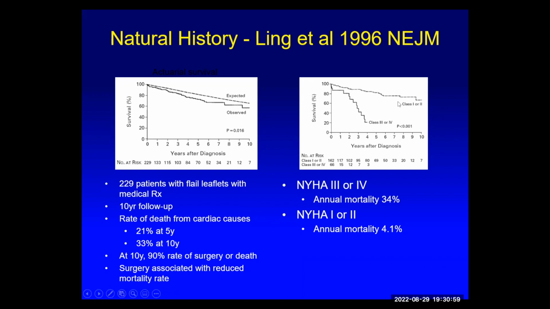When you break them down to people that are symptomatic with class 3 or 4 New York Heart Association, and compare to class 1 or 2, you see the difference in mortality. Annual mortality of 4% for people that are not symptomatic. When you have symptoms, you just go down.